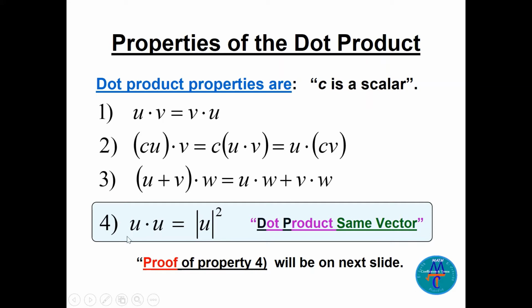Now number 4 is the most important: u dot u, so the dot product of the same vector, is equal to the magnitude of u squared. So this is a dot product of the same vector. Let's see on the next slide where we get this formula number 4.